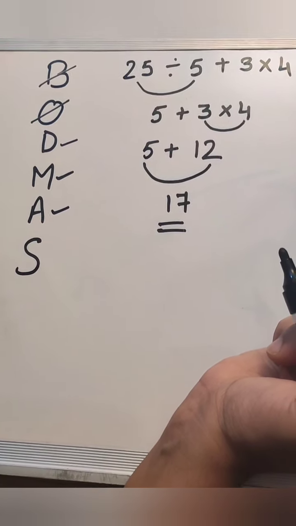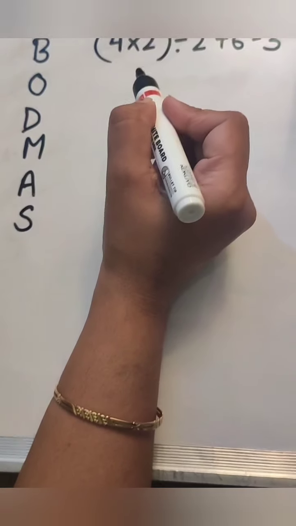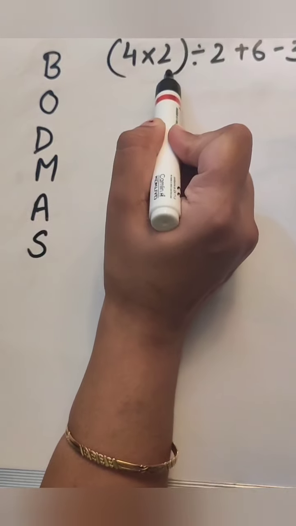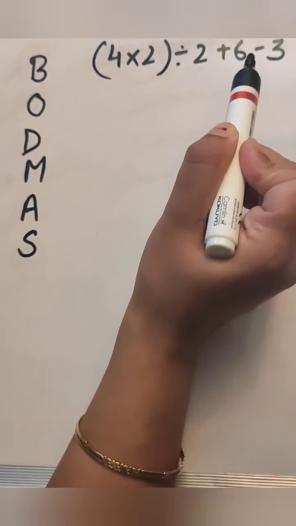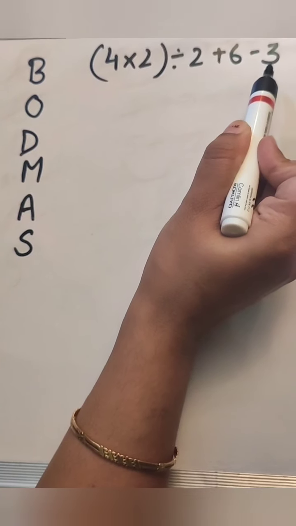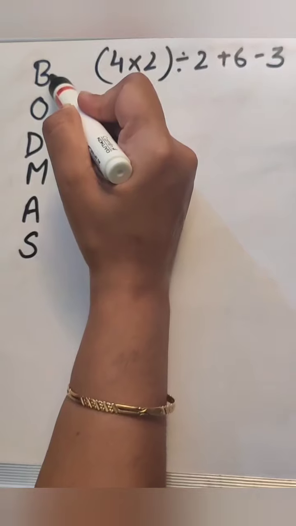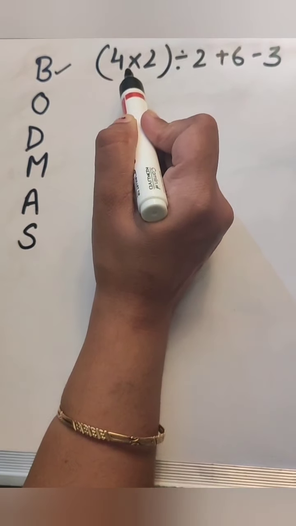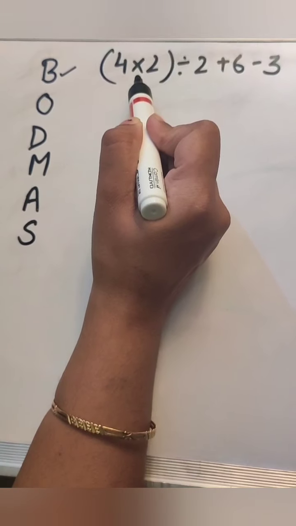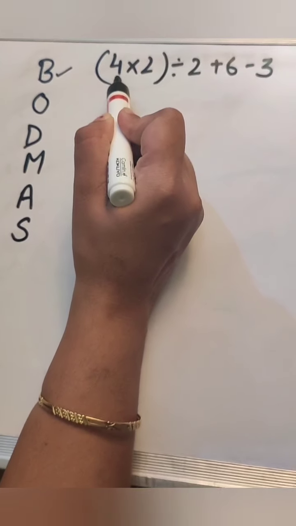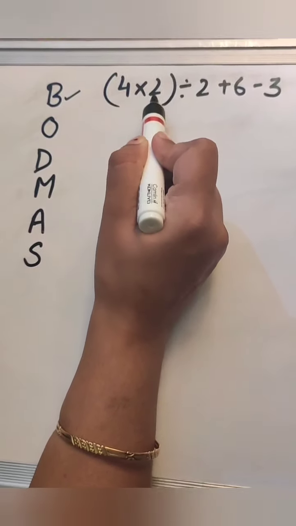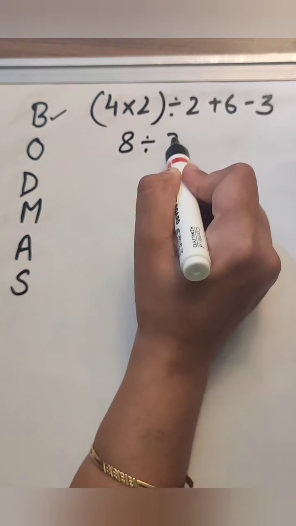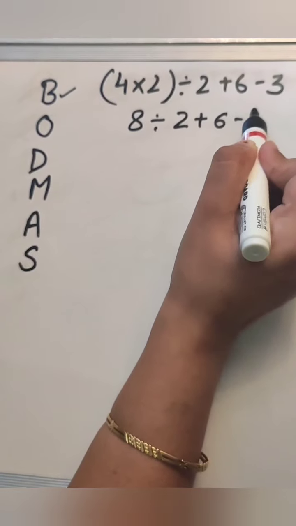Let's see second example. Now the next question is 4 multiplied by 2 in the bracket divided by 2 plus 6 minus 3. Now let's see the BODMAS rule. B means bracket. So we have bracket. Whatever operation is there in the bracket, we will solve first bracket. In the bracket we have multiplication. 4 times 2 is 8 and other numbers we write as it is.